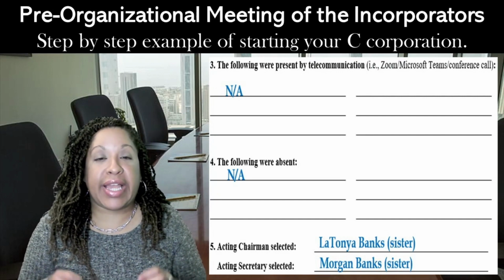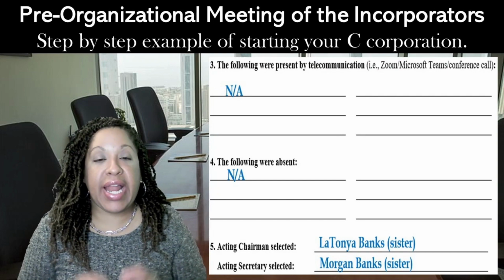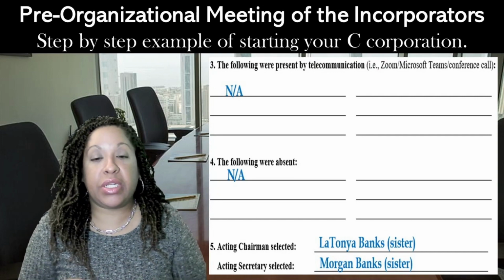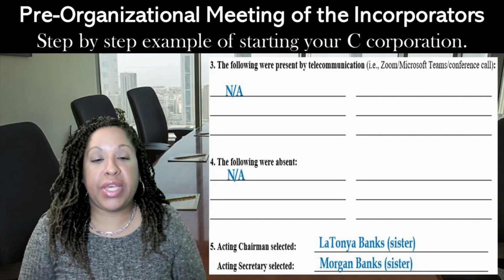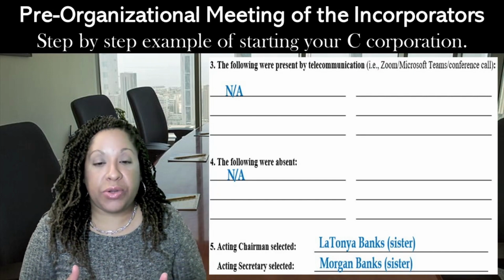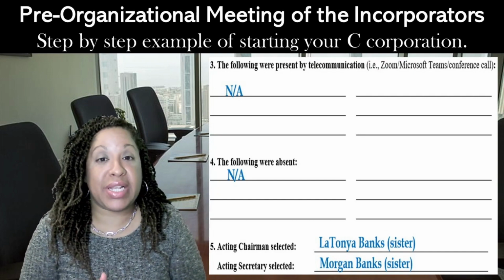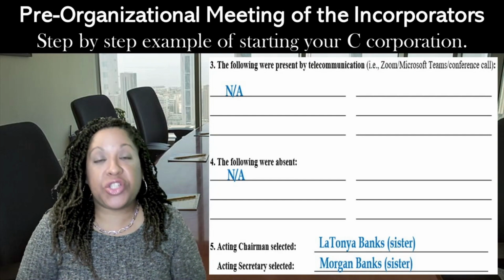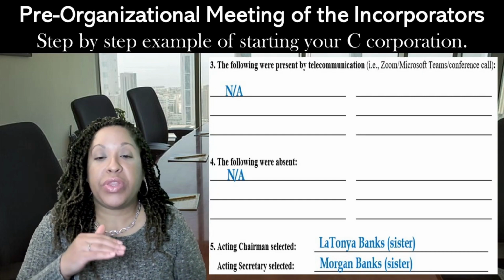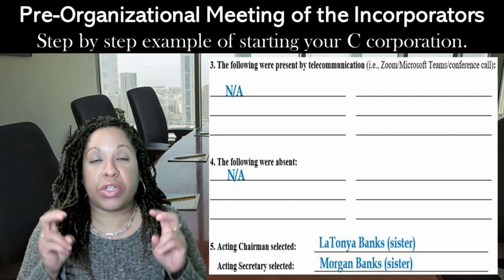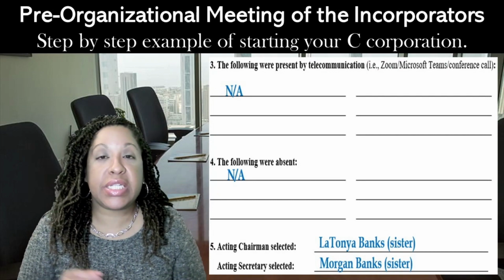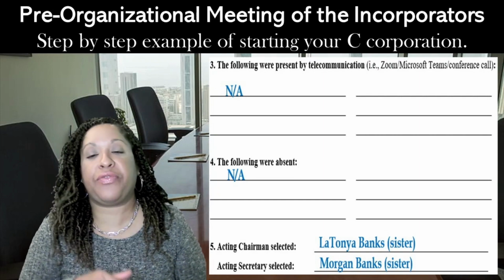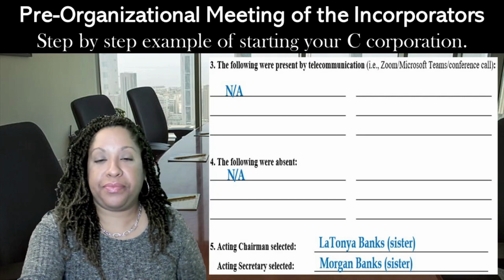You will need what's called an acting chairman of this meeting and an acting secretary. The chairman will be basically the person leading this meeting, the main person keeping this going and overseeing everything. And then the acting secretary will be the person that's recording the minutes. They will have this template and will be recording everything, who attended, all the decisions being made, and so forth. So the acting chairman for now, the temporary chairman, is Latanya Banks, and the acting secretary who's going to be taking minutes for this specific meeting is Morgan Banks.